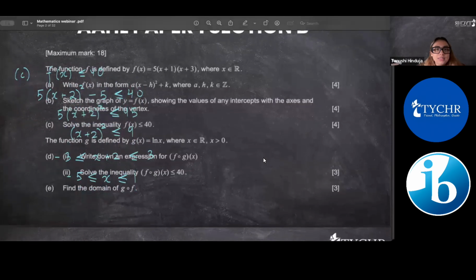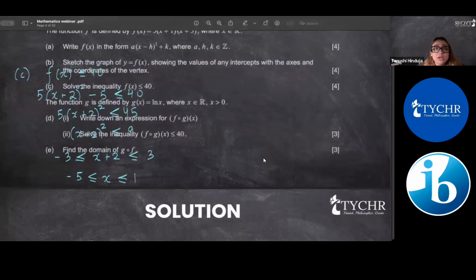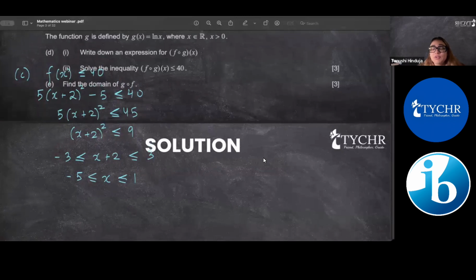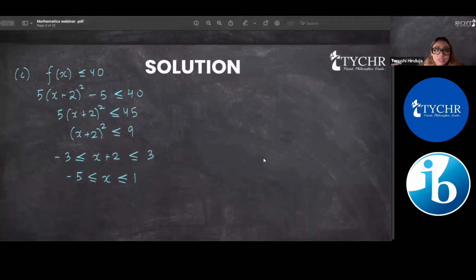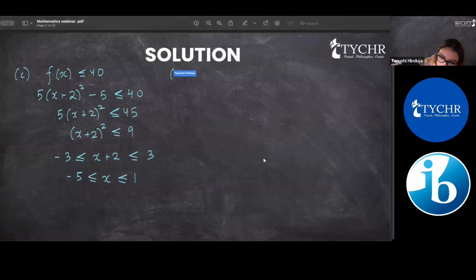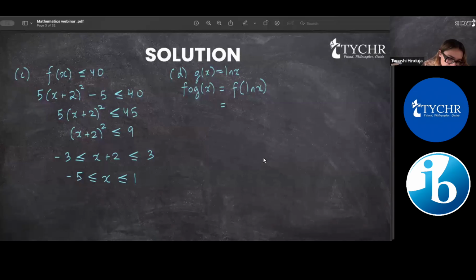Going back up, the next part is giving us another function g of x, that's ln x, and we have to write an expression for f o g of x. So g of x is ln x, and we have to find f of g of x. It's the composite function, so that means I need f of ln x. The function f was our original quadratic, so we simply put ln x in place of x. You can use either form here, the factorized or the vertex. If I use the vertex form, because it's right in front of me, 5 times (ln x + 2) squared minus 5.